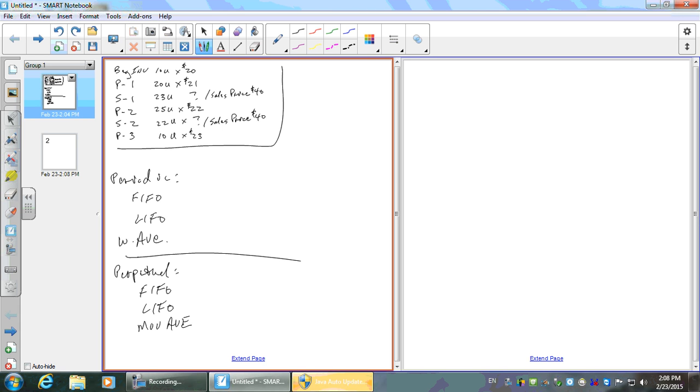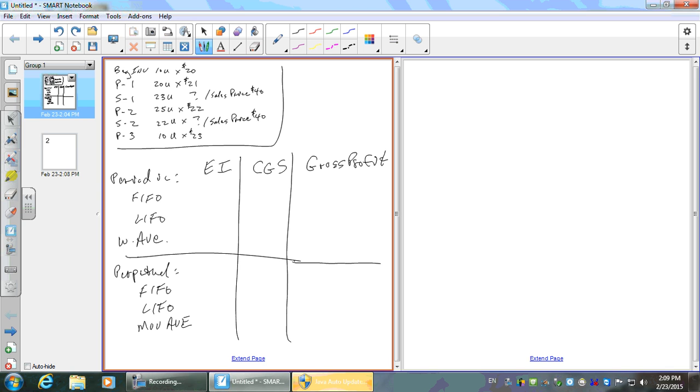And what we'll do is for all of it, we'll do ending inventory. We'll do cost of goods sold, and we'll do gross profit. Gross profit, that's a G, believe it or not. Let's sort of do columns for these. Does that make sense? Everybody sees what I want? You're going to give me a number for FIFO, LIFO, and weighted average, and FIFO, LIFO, and moving average for each of those.